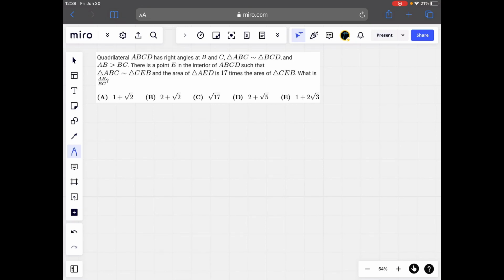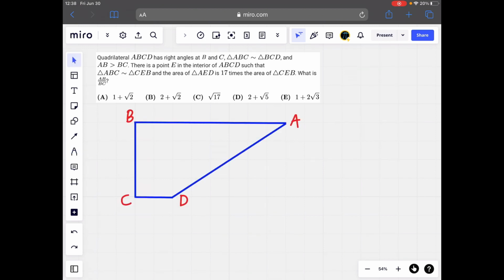Quadrilateral ABCD has right angles at B and C, ABC is similar to BCD, and AB is greater than BC. There is a point E in the interior of ABCD such that ABC is similar to CEB, and the area of AED is 17 times the area of CEB. What is AB over BC?